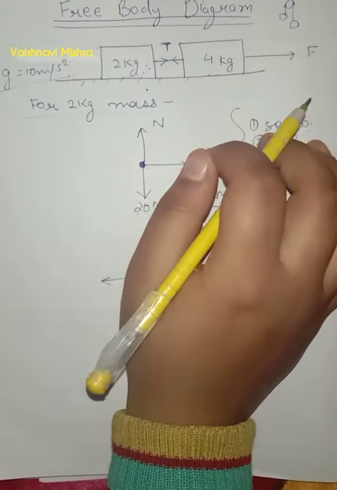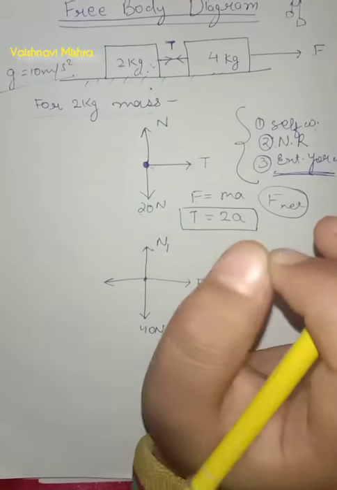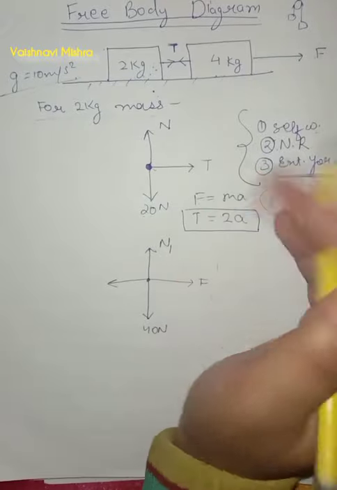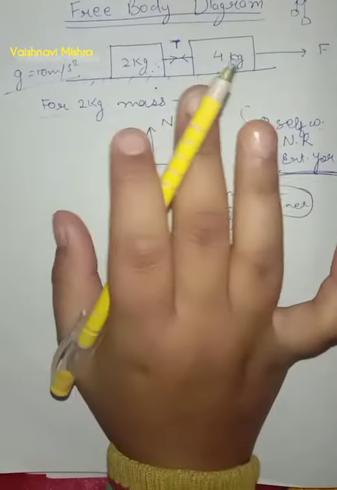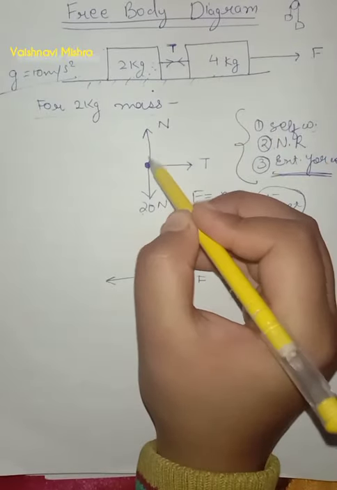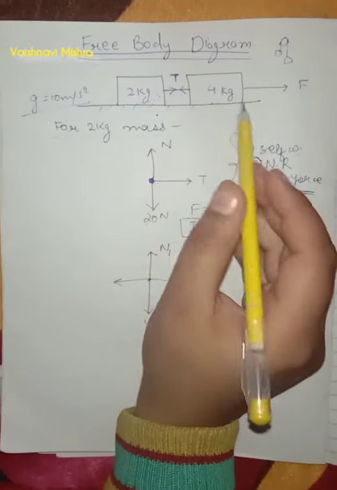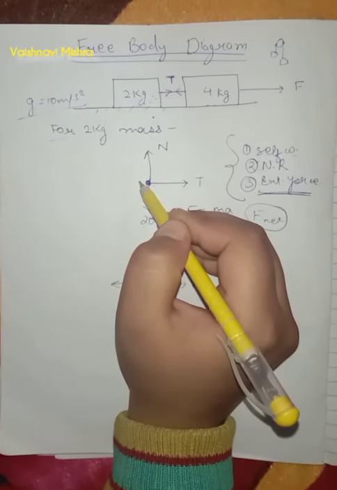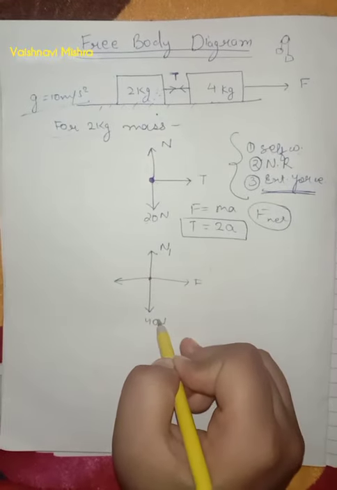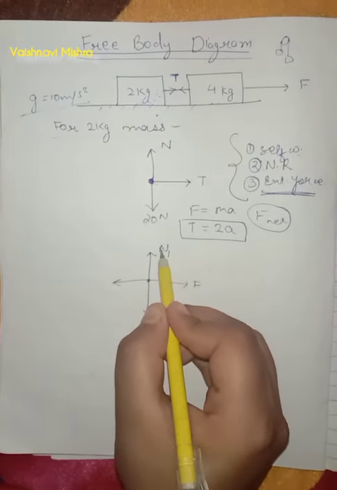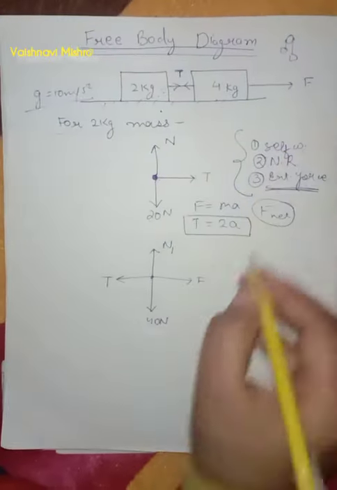You have to keep in mind that the free body diagram of any body shows the forces which are applied on the body, not by the body. Here you can see this force is applied on the body. See, tension is applied on the body. The body is not applying tension, but the tension is applied on the body. For this 4 kg body, this is the self weight, this is the normal reaction, this is the tension in the string, which is opposite to it, and this is the force F.